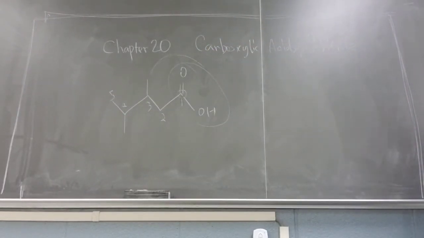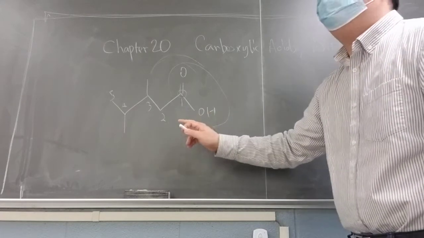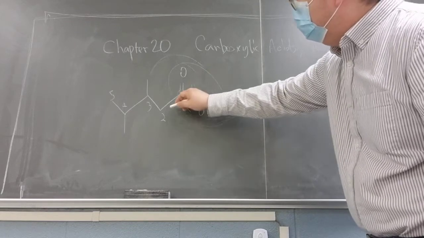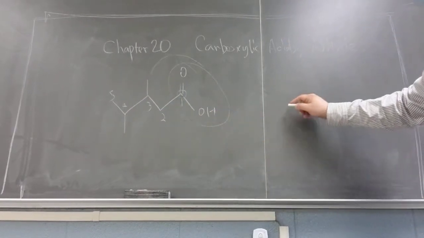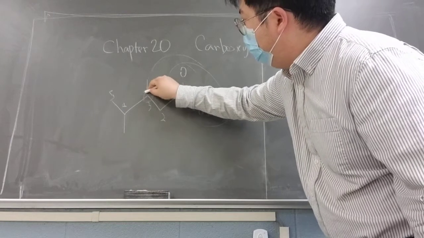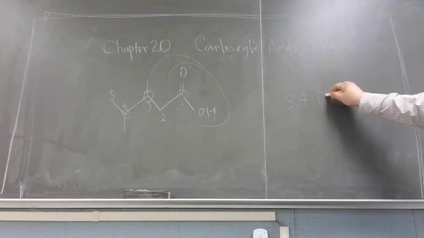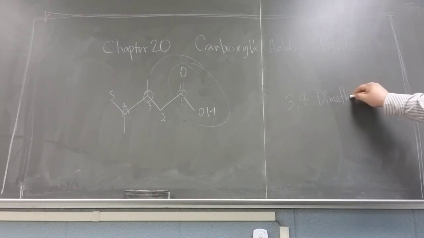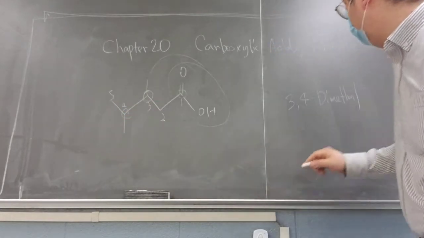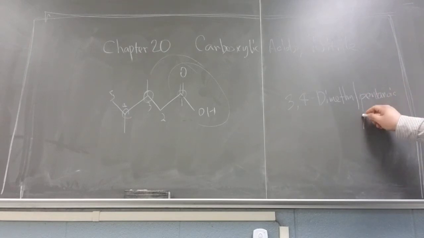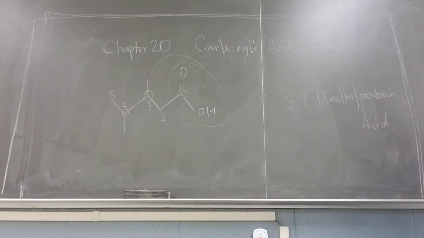Okay. So this one would be what? This will be 1, 2, 3, 4, 5. So the positions will be 3 and 4, so 3,4-dimethyl. And we have 5 carbons, right? So pentanoic acid. Makes sense, right? We need one more. Okay, one more. So how about this one then?